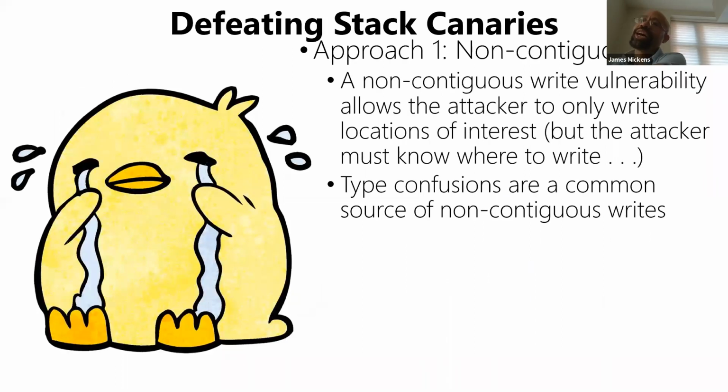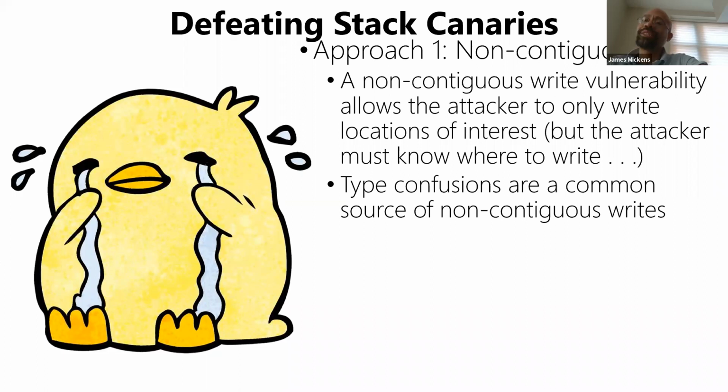Approach one is to harness non-contiguous writes. As I mentioned maybe about 10 minutes ago, a non-contiguous write vulnerability allows the attacker to write only a particular location of interest. So if the attacker happens to know where, for example, a return address is, then the attacker can use a non-contiguous write to only overwrite that return address and not have to stomp over all of the stuff in between: the local variables in the exploited function, the canary, and then that return address. Type confusions are a common source of these types of non-contiguous writes. Now, of course, we're assuming the attacker knows the address at which to write. And so we're assuming here that the attacker's already gotten past address space randomization. We'll deal with that in 1 second.